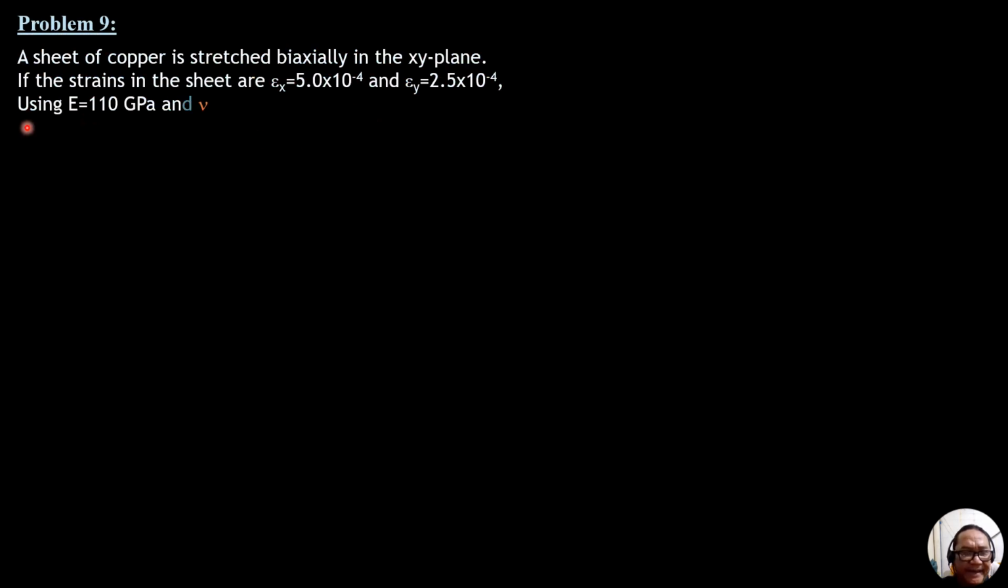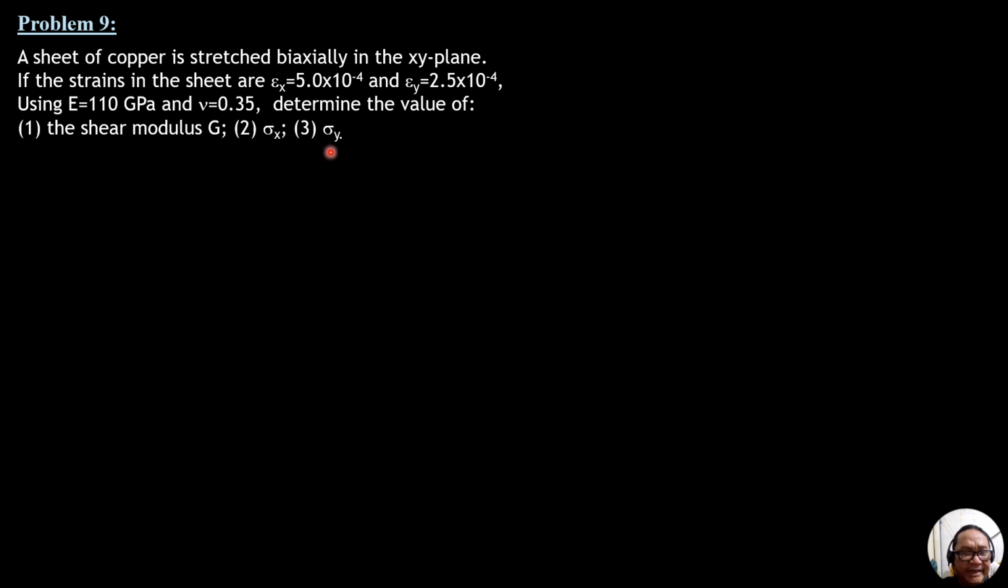Problem 9. A sheet of copper is stretched biaxially in the xy plane. If the strains in the sheet are strain in x 5 times 10 to the negative 4 and strain in y 2.5 times 10 to the negative 4, using modulus of elasticity of 110 gigapascals and Poisson's ratio 0.35, determine the value of number 1, the shear modulus G, number 2, the normal stress along X, and number 3, normal stress sub Y.